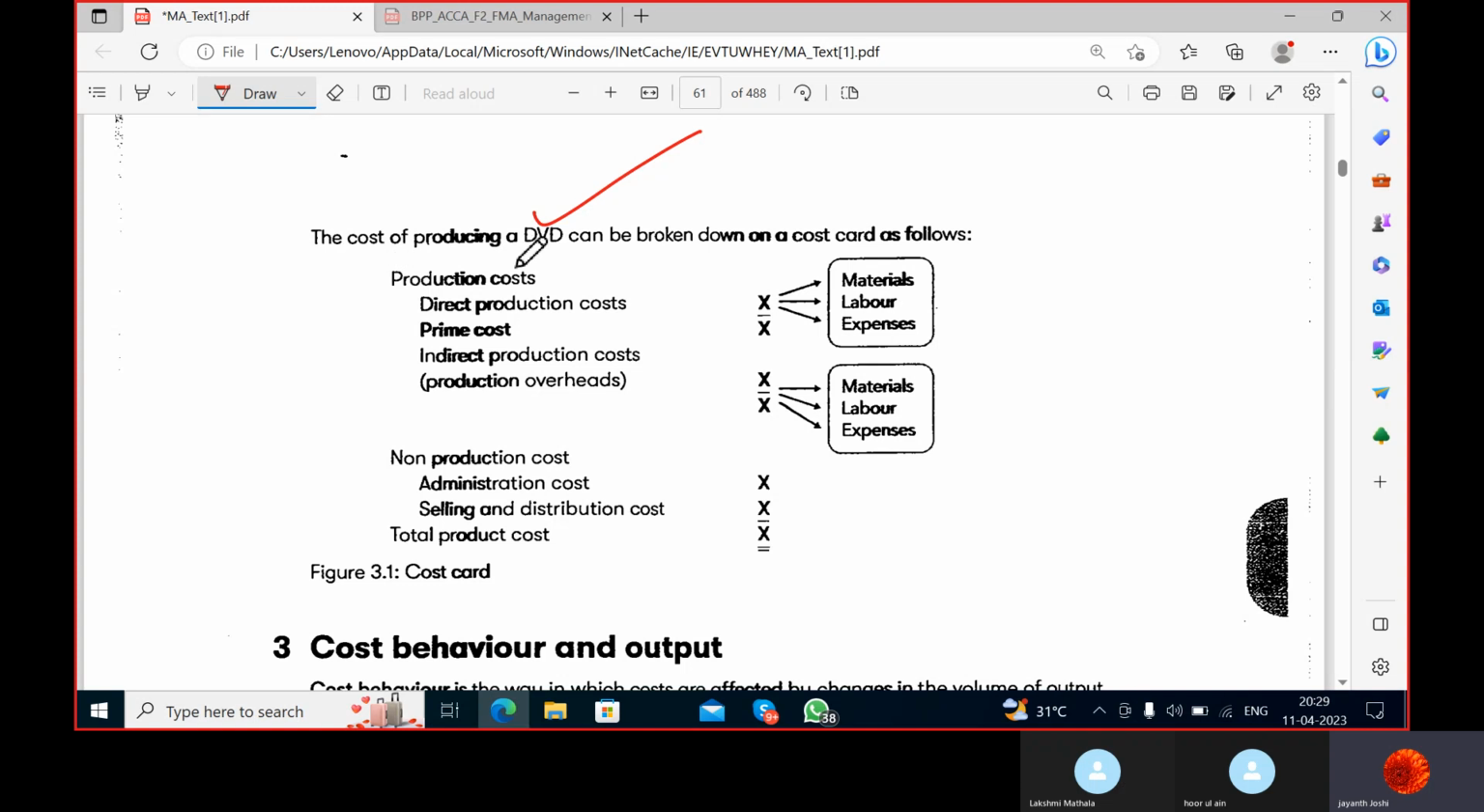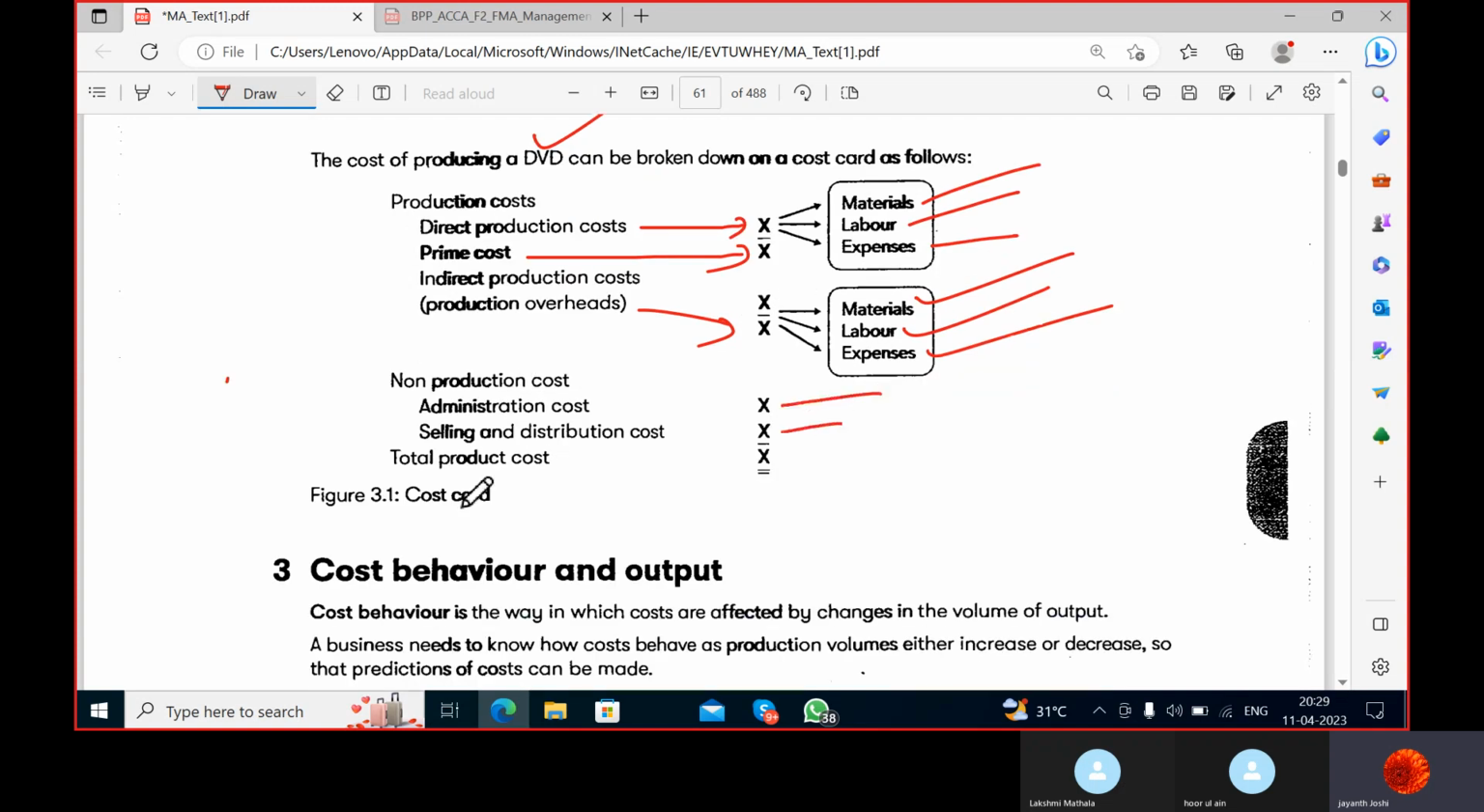For the production of the DVD, you will be incurring expenses like direct material, direct labor and direct expenses. All together, that will be direct production cost. These three clubbed together are equal to prime cost. Then comes indirect production cost, that is production overheads: indirect material, indirect labor, indirect expenses of production. Then comes the non-production cost, which is administration cost and selling cost. Then comes the total product cost.